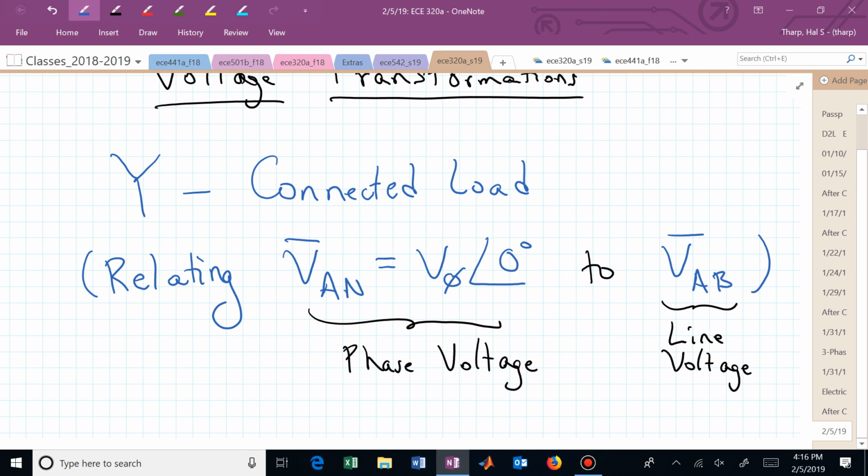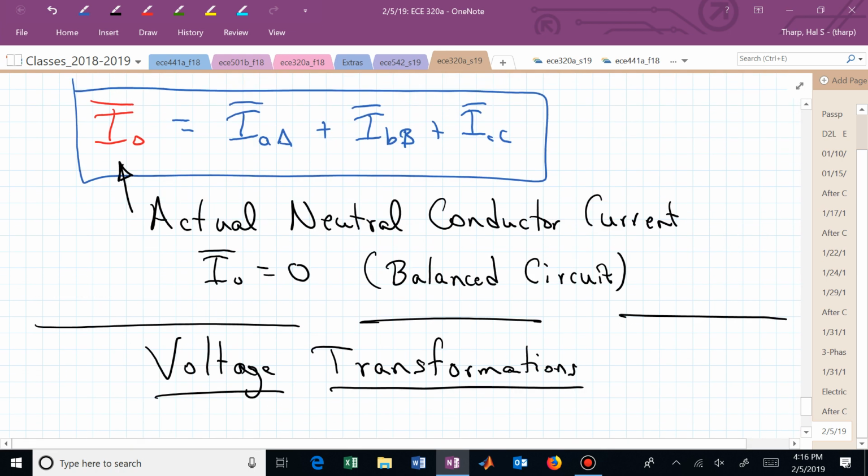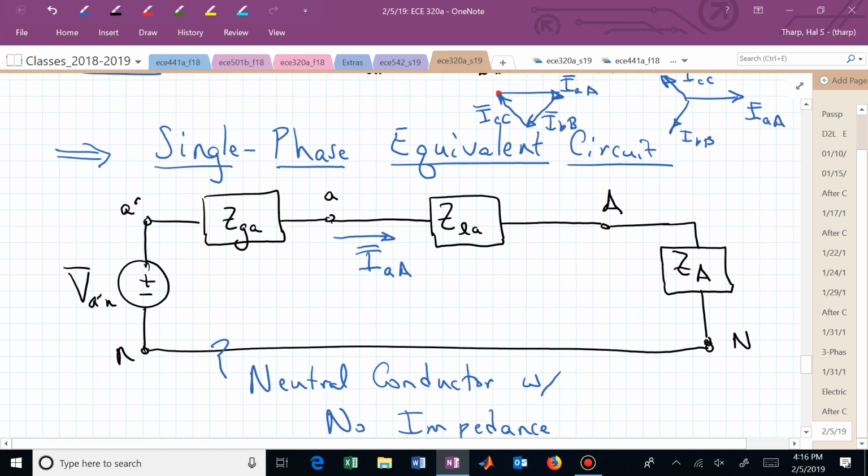Because we will be able to find V sub AN in our single-phase equivalent. That's just this voltage drop. But do you see V sub AB anywhere in this single-phase equivalent? Now if you're measuring or testing and you tell an engineer to go out and measure the line voltage, he's going to measure VAB. Well, now you can check whether his measurement is consistent with your analysis after we've figured out how to relate V sub AN to V sub AB. Let's see what that relationship is. We're going to derive it.